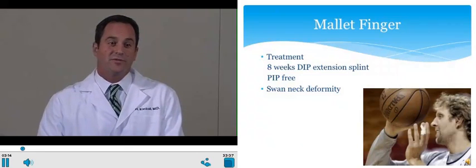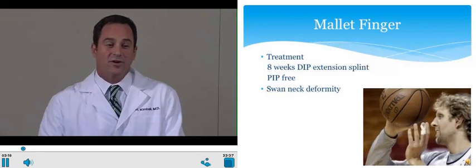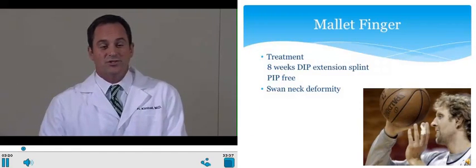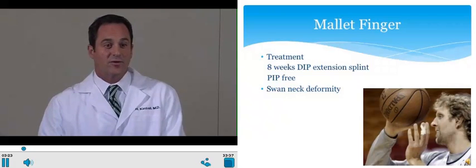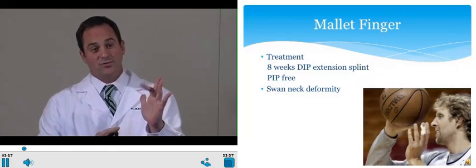So typical treatment for this injury is about 8 weeks of splinting with the finger in full extension. That's just a splint for the end part of the finger. So the other part of the finger, the PIP joint, is allowed to continue to move free.